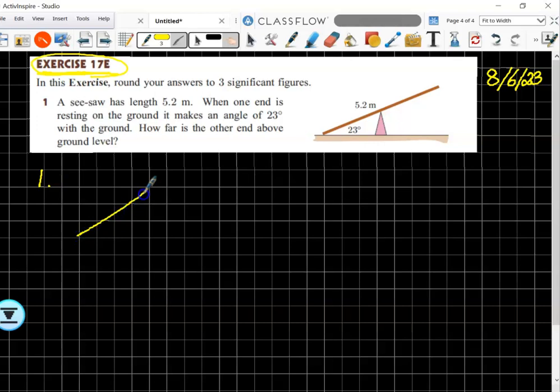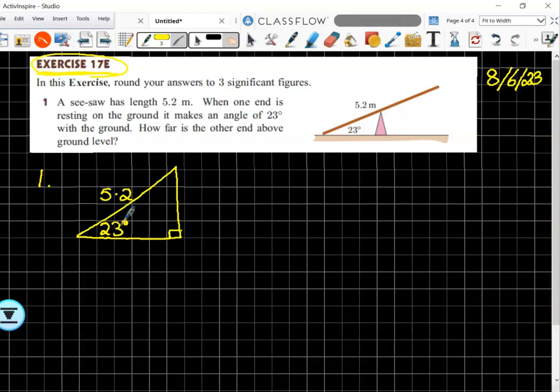So, Harry, we draw a right angle triangle. Where are we going to stick the 5.2? Clearly, that's the length of the seesaw. And they've got the 23 degrees. Now, as you are doing this, make sure that you're reading the question and matching it with the diagram that they've given you, because they will start easing off on the diagrams and it's just the worded questions.